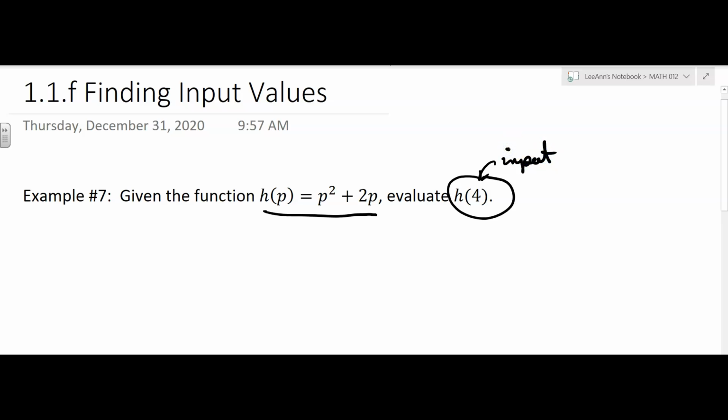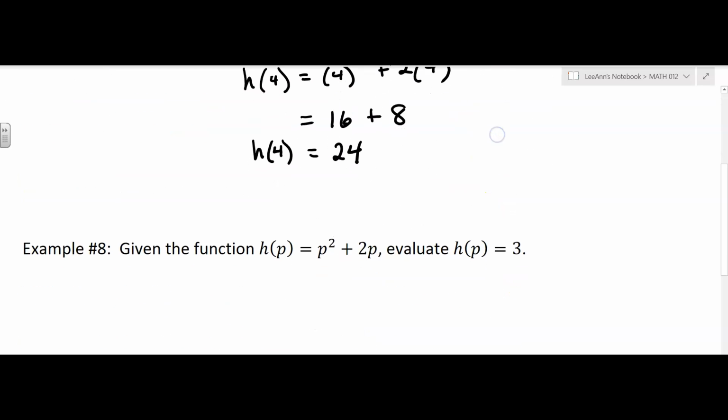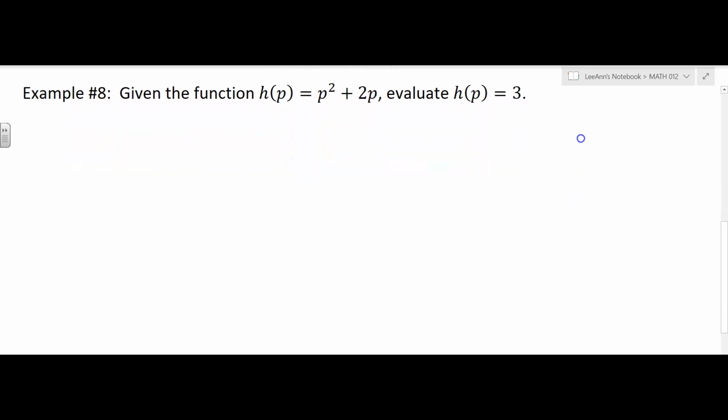So similar to what we did in the last video, we're going to find h of 4. That's going to be equal to 4 squared plus 2 times 4. So 4 squared is 16, plus 2 times 4 is 8. So I'm going to say h of 4 is equal to 24. So the input is 4, the output is 24. Okay, you're maybe kind of used to doing those, but here's another example.